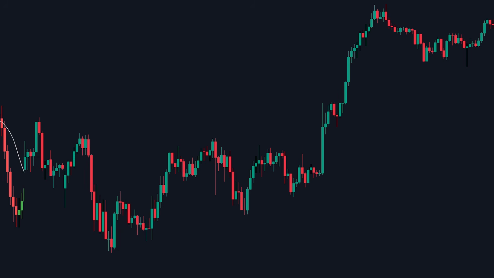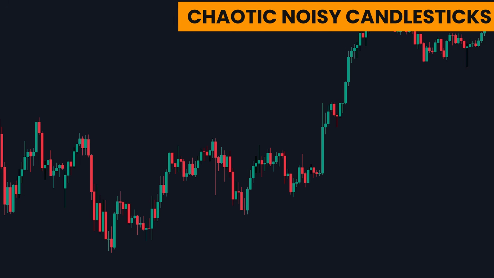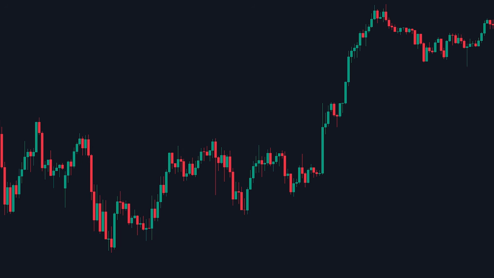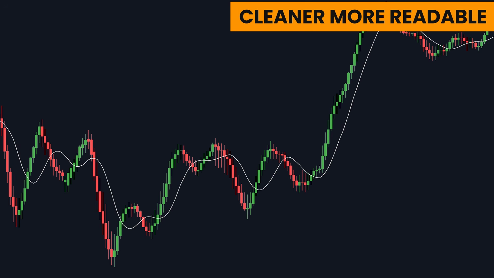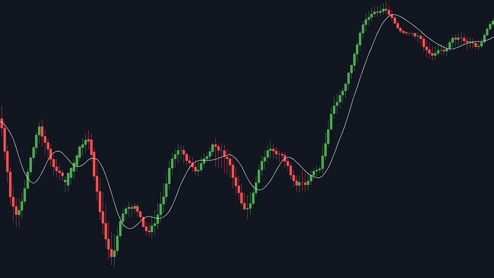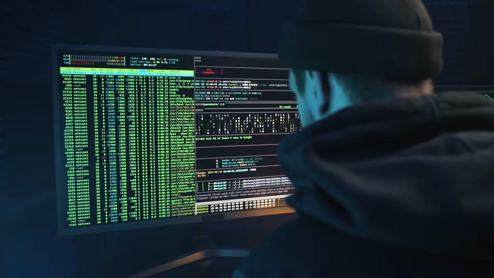What it does is smooth out price action. Instead of the chaotic, noisy candlesticks you're used to staring at, you get a cleaner, more readable version of what price is actually doing. Less random volatility, more signal.